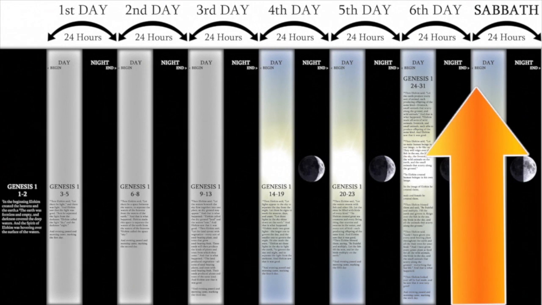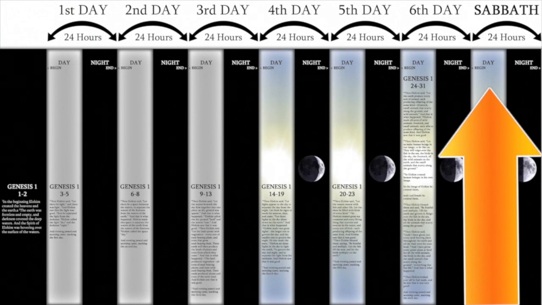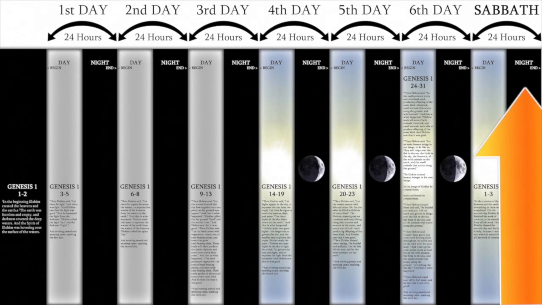And then on the morning of the seventh, our Heavenly Father kept the Sabbath. He kept the Sabbath right here in the morning of the seventh. So you have 12 hours of daylight in the Sabbath and 12 hours of nighttime in the Sabbath. So I hope this has been helpful. I hope you understand this.